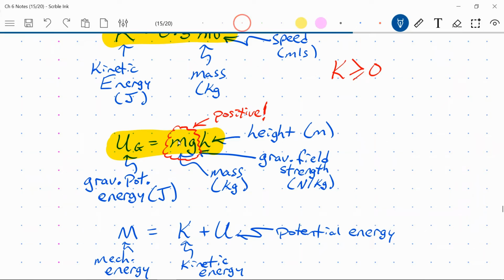So m is the mass, certainly always positive. G is the gravitational field, and this is why I wrote the word strength in here. It cannot be negative. If you're in a place of no gravity, G is 0. If you're in a place near Earth's surface, G is positive 9.8. And if you're somewhere else, it could be a different value, but that value will always be positive. This is not about up and down at this point. So just remember that. H, however, can be positive or negative.